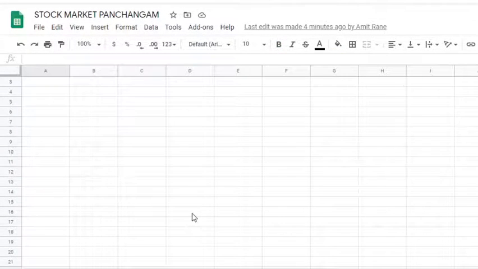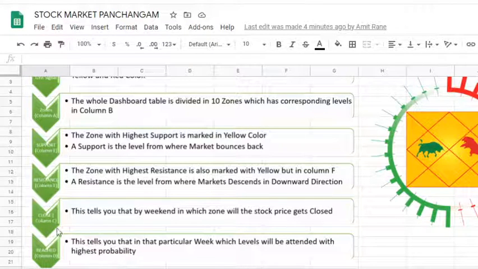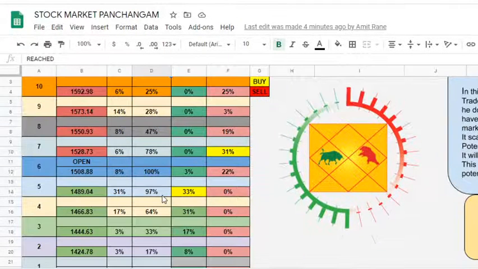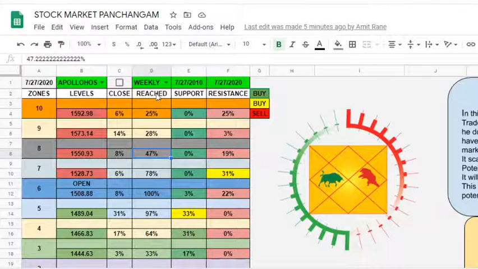And then the last output, reach, in column D. So if you see over here in column D we are having the reach probability. So wherever the highest, for example over here 100%, 97%, then 78%, then 47%. So whichever is the highest percentage, the market has greater tendency to visit those levels. So that is the reach probability.